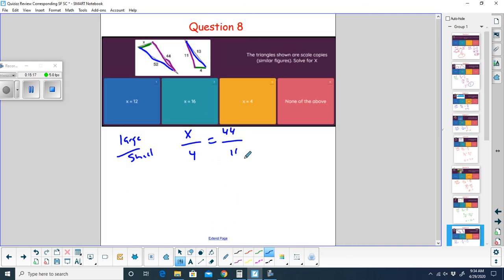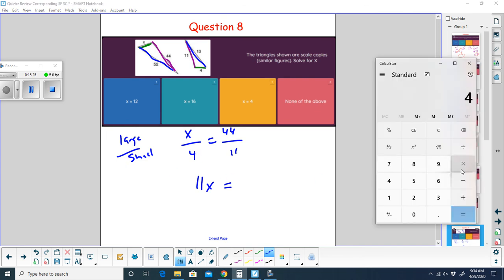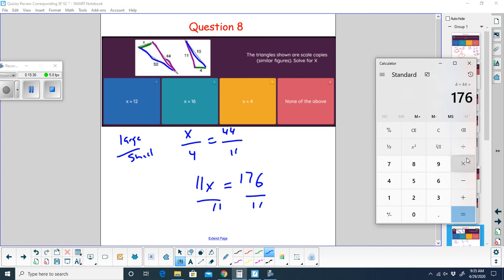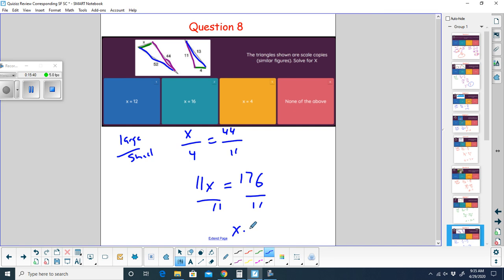Alright, so let's do our little math here. 11 times x is 11x equals 4 times 44. 4 times 44 is 176. Divide both sides by 11, and 176 divided by 11 is 16. So x is equal to 16.